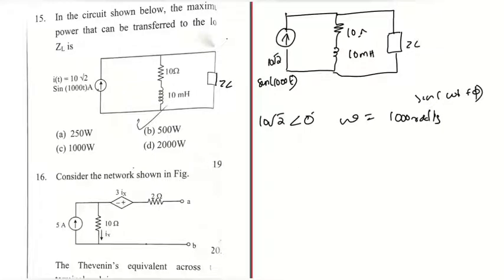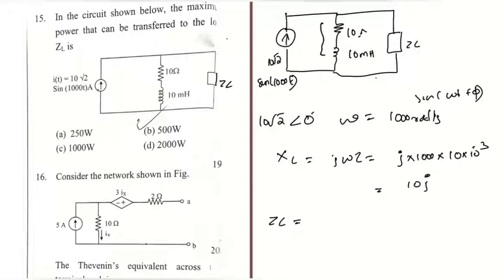And now I'm going to find out our XC and XL. XL is equal to J omega L. So J omega L is equal to J into 1000 into 10 into 10 raised to minus 3, which is equal to 10J. Okay, so for maximum power transfer, we have the resistance over here, the total resistance over here is, this is actually 10J now, right? So if I write here, it is 10J.